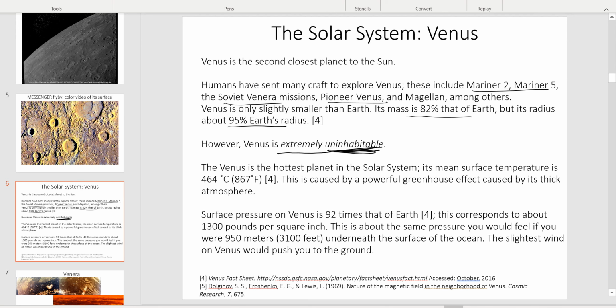And there are a couple of reasons why Venus is extremely uninhabitable. Venus is the hottest planet by average surface temperature in the solar system. Its mean surface temperature is roughly 860 to 870 degrees Fahrenheit. And you might think this is strange because it's not the closest planet to the Sun. But this is caused by a very powerful greenhouse effect which arises from its thick carbon dioxide atmosphere. The surface pressure on Venus is about 92 times that of Earth.